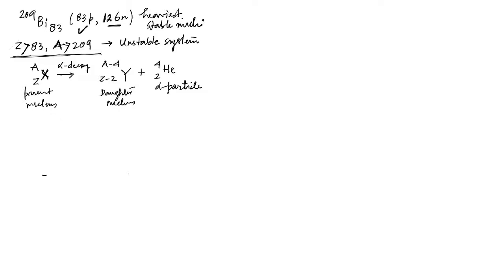So this nucleus, which has A greater than 209 and Z greater than 83, is created. But despite having more neutrons than protons, it is not stable. To become stable, it goes through a decay process known as alpha decay, in which we have a new nucleus where A is decreased by 4 and Z is decreased by 2, along with an alpha particle coming out in this process, which is 4 helium 2. So this is a kind of nuclear decay process.